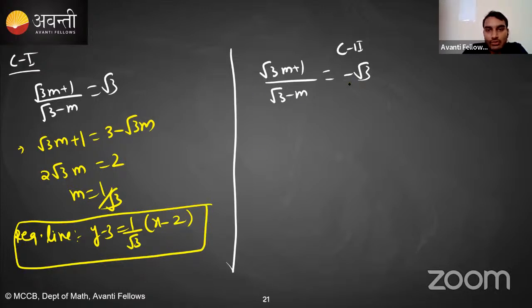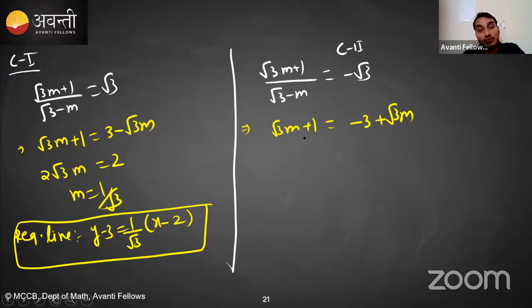Okay, now corresponding to this, what will you get? Root 3 m plus 1 is equal to minus 3 plus root 3 m. Clear? Now see, what many people do is that they cancel the root 3 and get 1 equal to minus 3, which is not possible. Then they just reject this case. No, please don't do that. This is very important. Whenever you see this kind of absurd relation coming, 1 equal to minus 3, right?